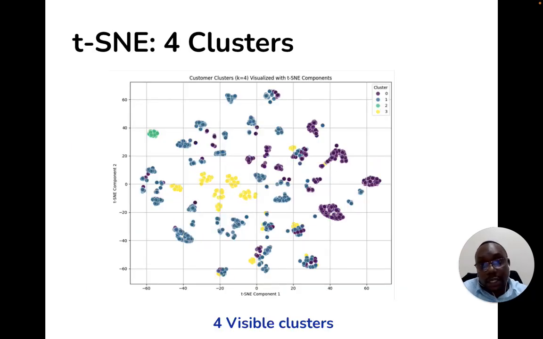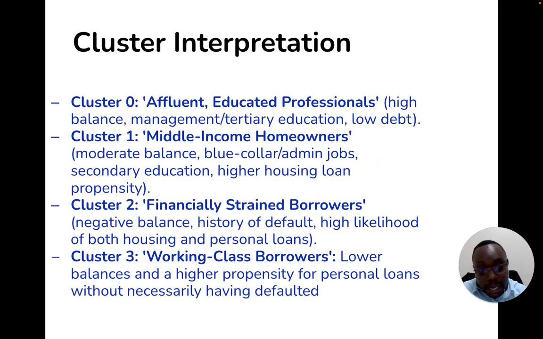Using 4 clusters and visualizing this with t-SNE, we can again see 4 clusters here. And the clusters are almost similar to when K was 3, but the difference now is that the middle class has been broken into 2. We have the middle income home owners who have higher propensity for housing loans, and the working class borrowers who have lower balances and have higher propensity for personal loans without necessarily having defaulted. So depending on the banking depth that they want to achieve with the marketing team, you could potentially cluster the segments of marketing into 4 or 3.